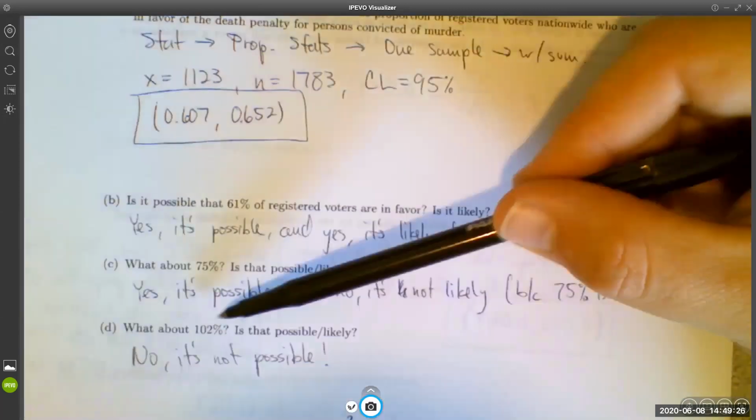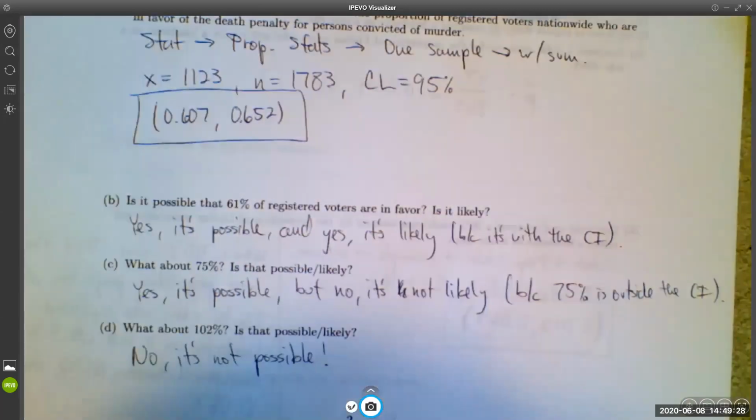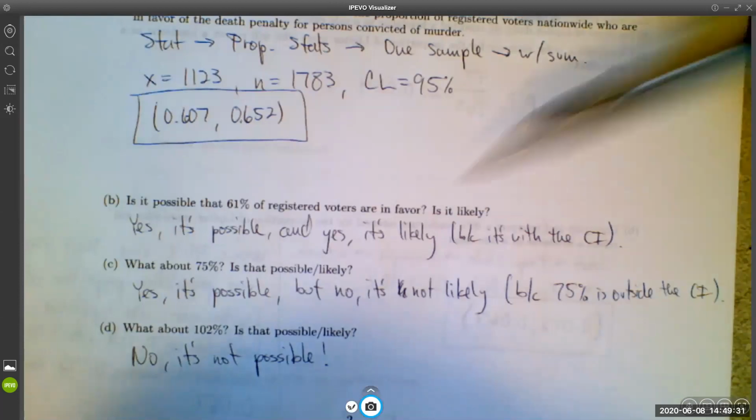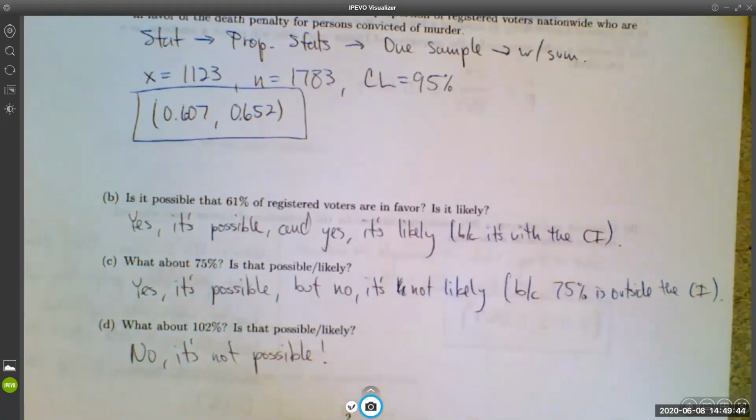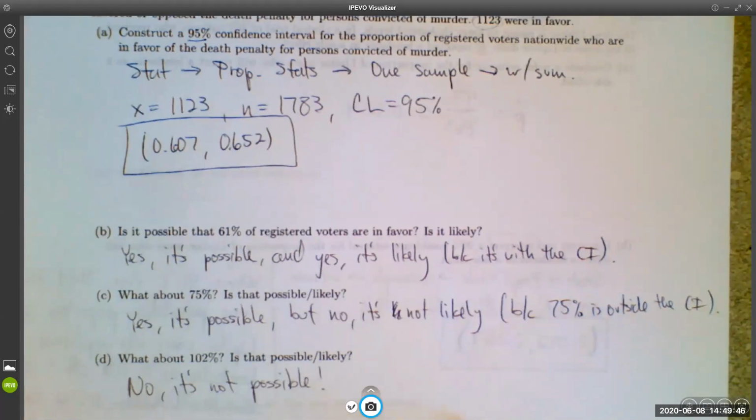You can't have more than 100% of something, right? So it's not possible that 102% of people are in favor of the death penalty. Like, what would that even mean, right? At most, 100% of people can be in favor of the death penalty. So no, this is not possible. Okay, so hopefully that helps make sense of these confidence intervals.